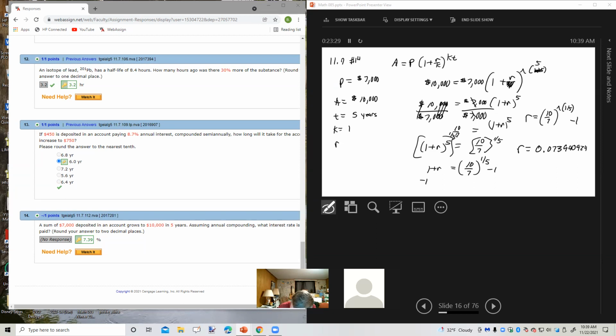Okay, now that's as a decimal. As a percent, I would move the decimal point 2 places to the right. So I get 7.3940924%, but the directions say round the answer to 2 decimal places. So that would be there. The 4 would round down. So 7.39% would be the final answer.